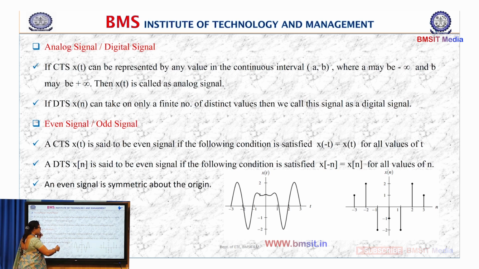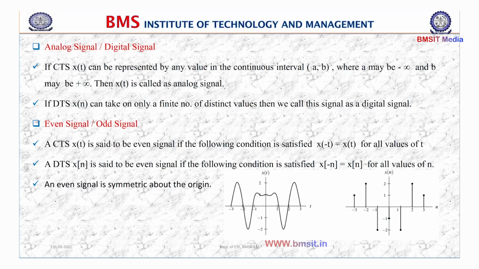See, one small example I have taken here, where the signal varies from -3 to +3, and I have a waveform like this. If I fold at the origin, on both sides the signal will be the same. It is symmetric at the origin. At 0, if I fold, the signal is the same. Such signals are called even signals, that is, x of -t will be x of t.